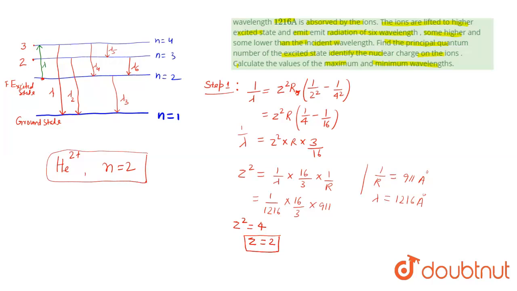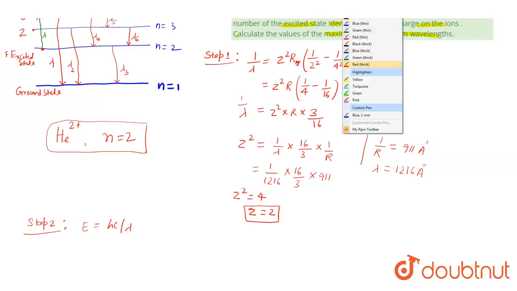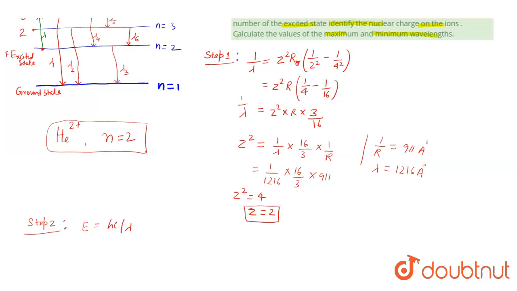Now in the next step, step number 2, we have to find out the maximum and the minimum wavelength. We know that E is equal to hc by lambda. From here you can see that this energy is proportional to 1 by lambda. That means the higher the energy, the lower the wavelength.